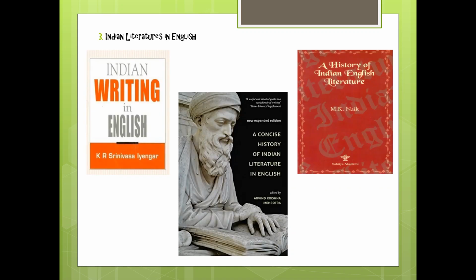Next up, we have Indian literatures in English. So we also have three books here. The first one that you should read or should get a hold of is Indian Writings in English by K.R.S. Iyengar. So this book is called the Holy Grail or the starting point of a history of English literature.